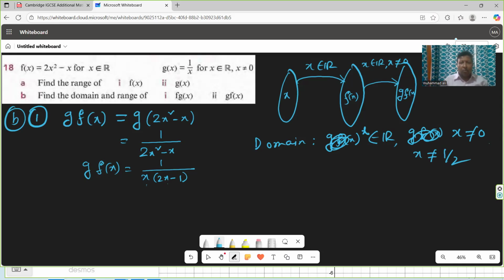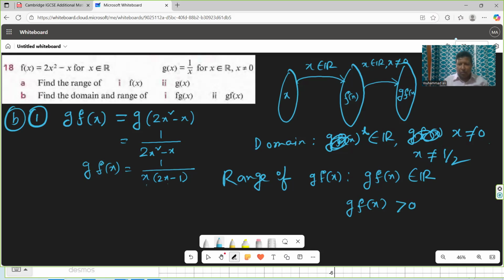And range of gf(x): gf(x) belongs to real number and it will always be positive. So gf(x) > 0. Part (b), (ii) completed.